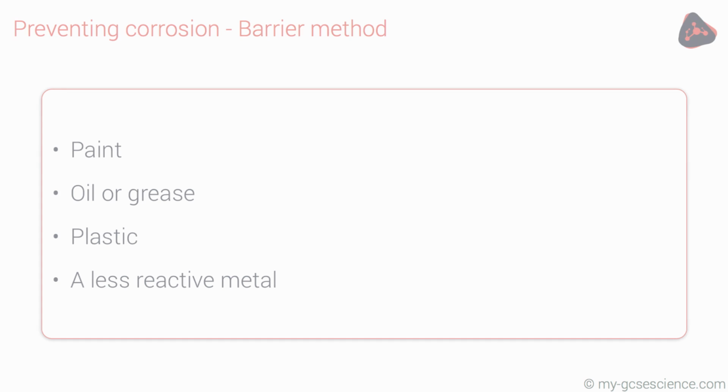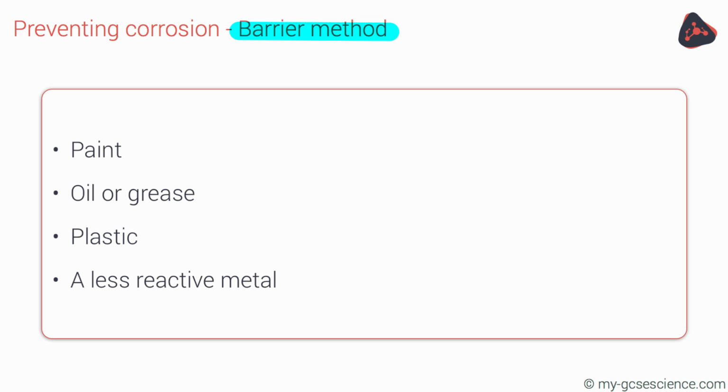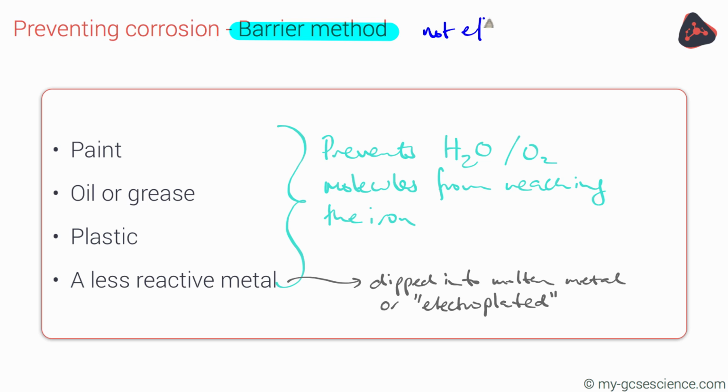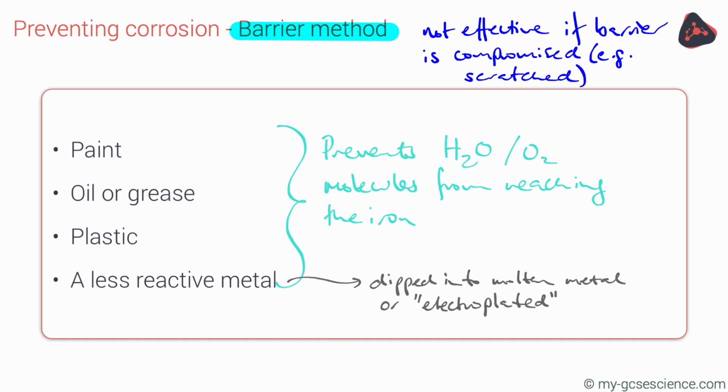So how can we prevent rust? Well, there are two main types of method that you can use to prevent rust. The first is a barrier method. Anything that creates a barrier that prevents water and oxygen molecules from reaching the iron will prevent rust. So coating the metal with paint, oil or grease, plastic, or a less reactive metal creates a barrier that prevents rust. However, this barrier isn't effective if it's been compromised, like scratched. Even a small scratch in the coating will allow a little bit of rust to form, and as soon as some forms, it can spread underneath the coating and through the whole metal.